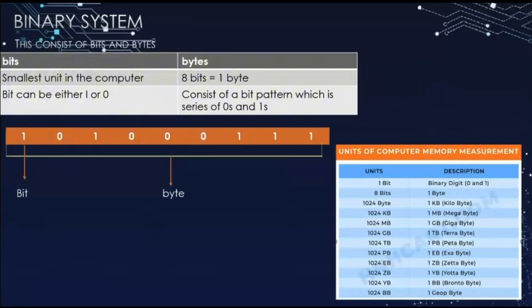Binary system. This consists of bits and bytes. The smallest unit in a computer is the bit. A bit can be either 1 or 0. 8 bits equal 1 byte. It consists of a bit pattern, which is a series of zeros and ones. The units of computer memory measurement are given in the figure.